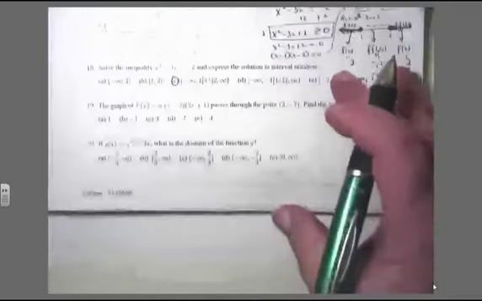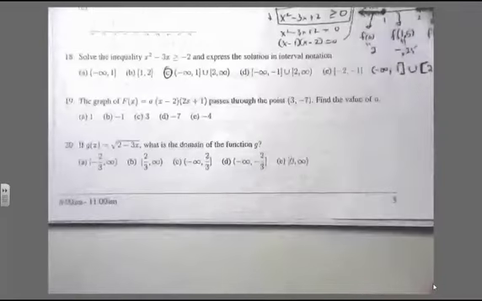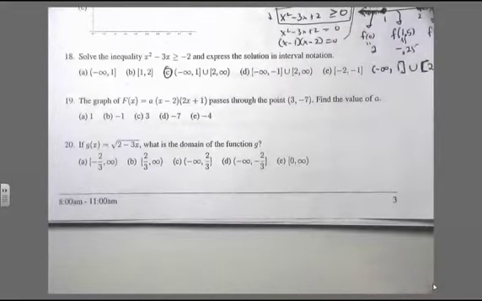They try to throw different questions at you that you may not have seen but should be able to handle if they give you one. Here's one. The graph of f of x is equal to a times x minus 2 times 2x plus 1 and passes through the point 3, negative 7. Find the value of a.